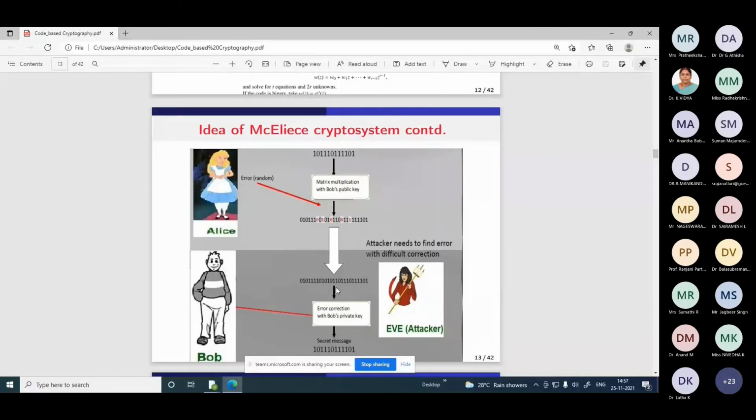Bob is receiving. So this is actually an encryption process. When Alice sends a message, you will multiply with the public key.